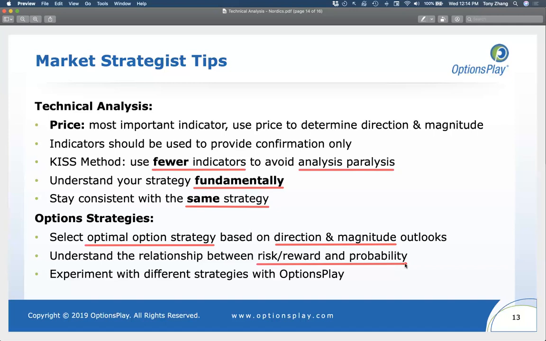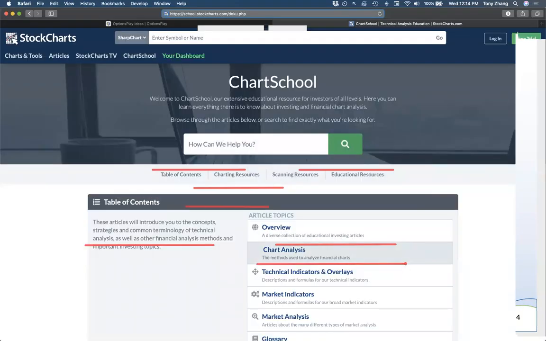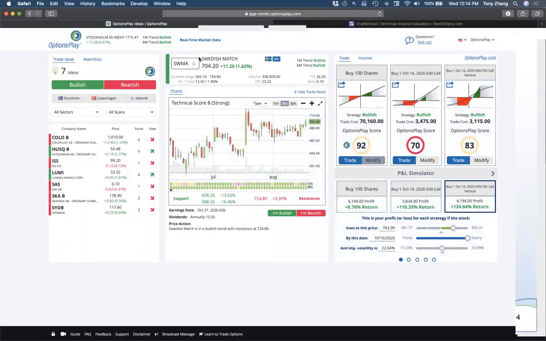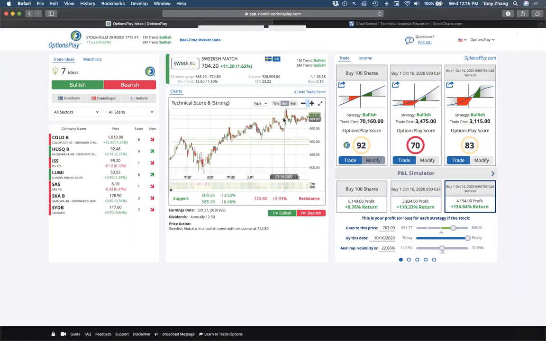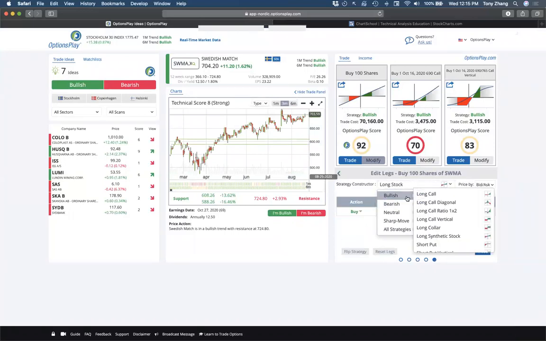And lastly, I always encourage investors that when you're in the learning process and you're trying to figure out what is the best strategy, options play really allows you to take the different views that you have. So let's say you have a view that Swedish Match here is breaking out above that 700 level. You think it's going to continue moving higher. Do you want to buy a call option? Do you want to buy a debit spread? Or do you want to perhaps sell a credit spread?